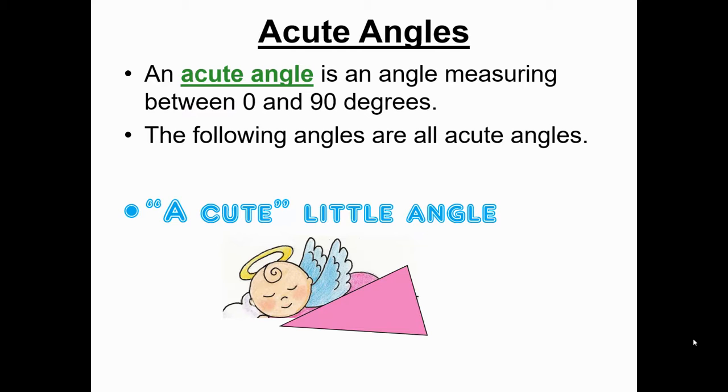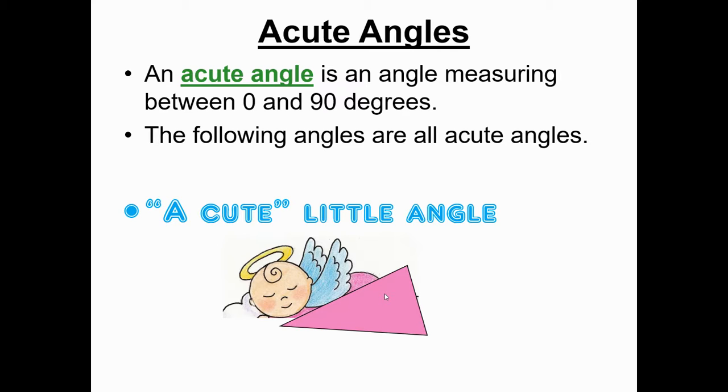So the first type of angle we're going to talk about is an acute angle. An acute angle is an angle measuring between 0 and 90 degrees, okay? We're going to look at some examples of acute angles on the next screen. But I want you to take a look at this pink triangle right here. If this dot right here was our vertex, and this was a ray, and this was a ray, we notice that the measurement of this is less than 90 degrees, less than a perfect square vertex.